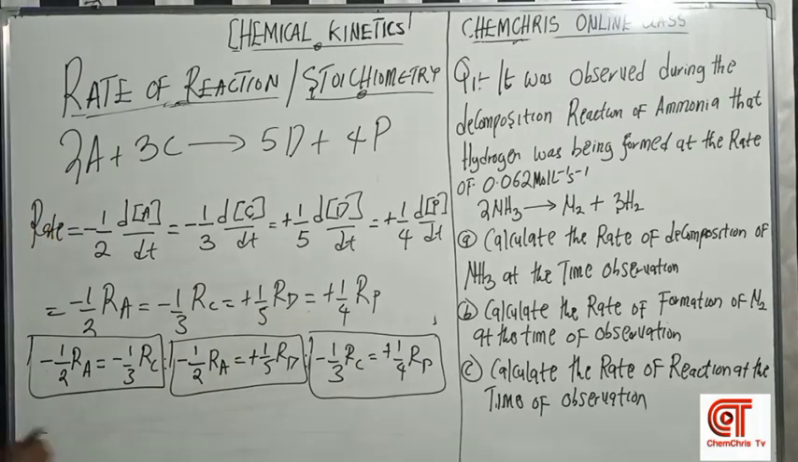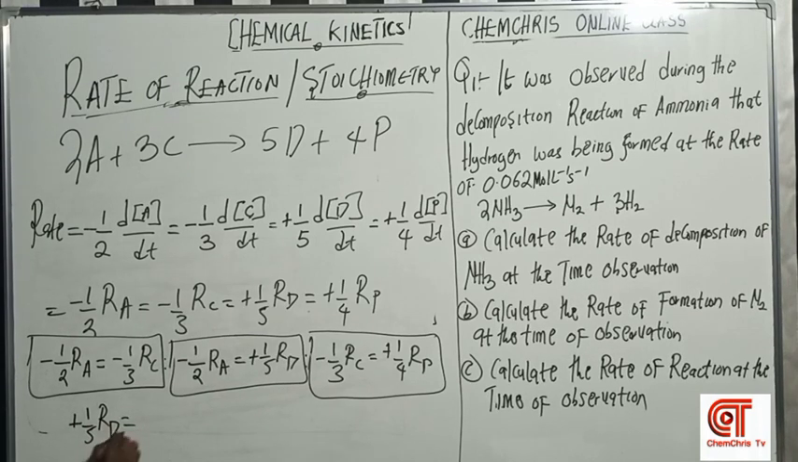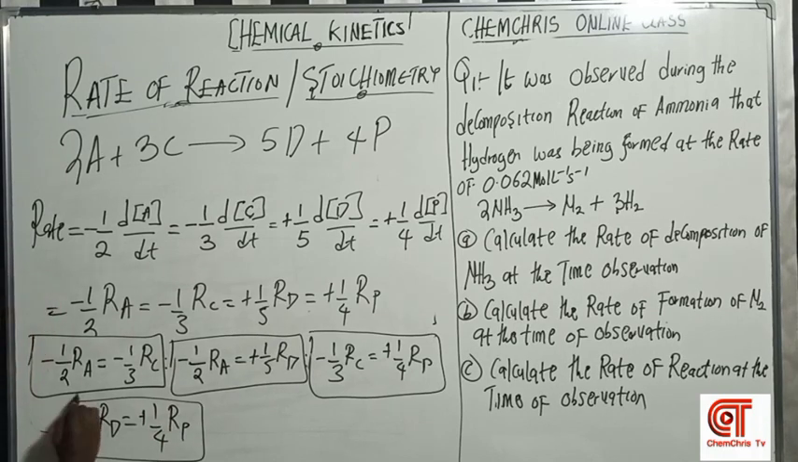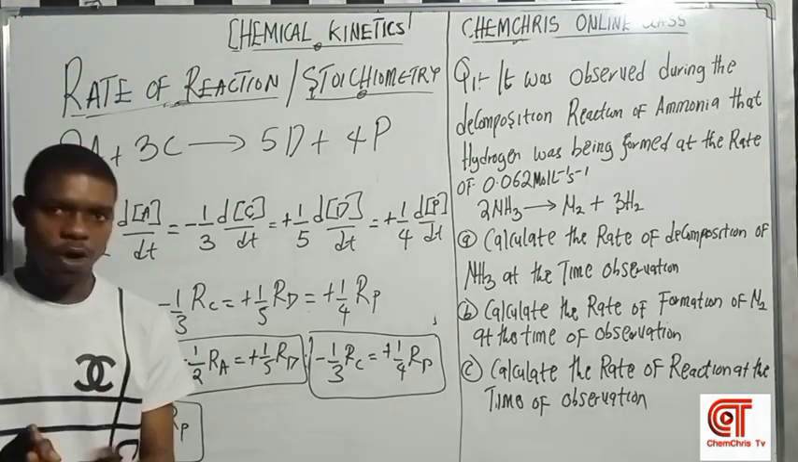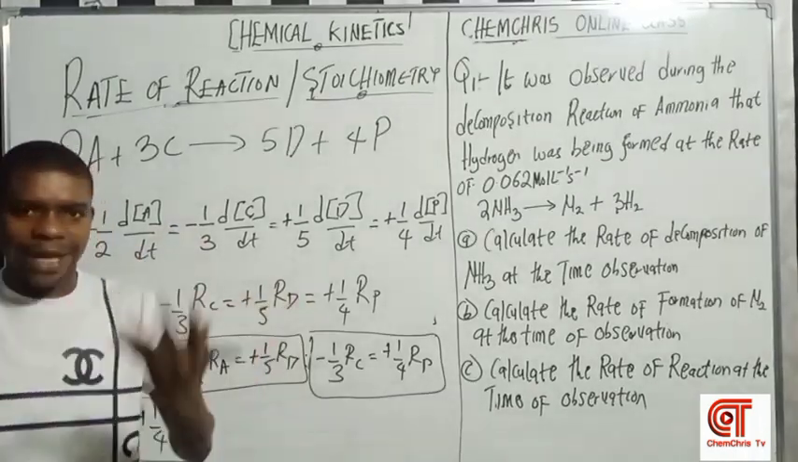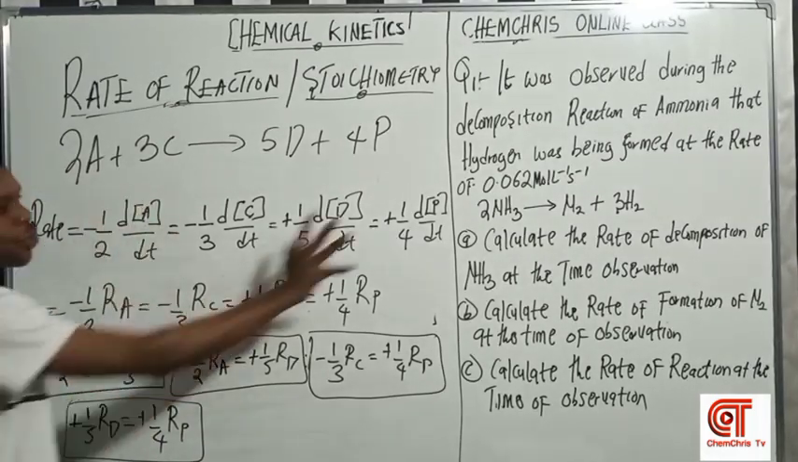So you can also equate 1 over 5 rate of D equals to 1 over 4 rate of P. It's very important to know this here. Now I don't want to confuse you more. I want us to move into a proper question so that you get the gist. Hope you understand. So let's look at a question on this one here.